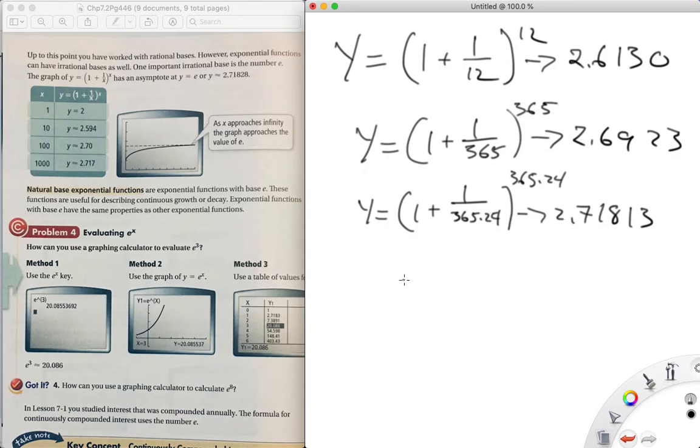Well, what if I was to do it every, see, 24 hours in a day, 60 minutes in an hour? So what if I were to do it every minute? So this would be y equals 1 plus 1 over 365 times 24 hours in a day times 60 minutes in an hour. Well, what would I get then?